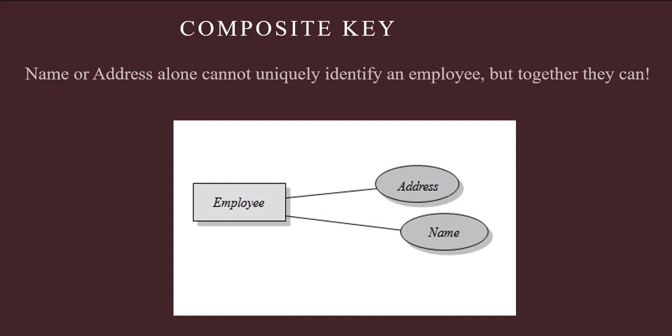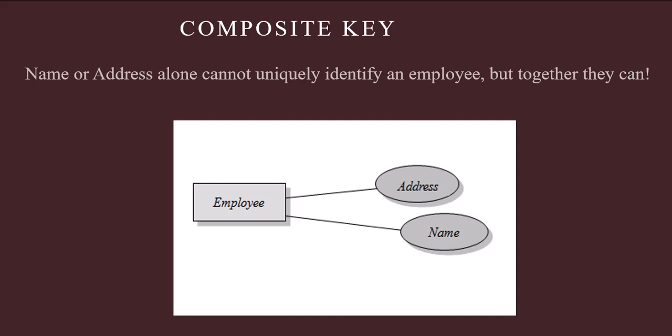Composite key, name or address alone. For example, in this diagram you can see that with the name attribute or the address attribute alone, you cannot uniquely identify the whole entity type employee. Why? Because two or more employees can have the same name, or two or more employees can have the same address. So in the last slide you already saw the characteristic of a key, that identifier key, that it must be unique and cannot be null.